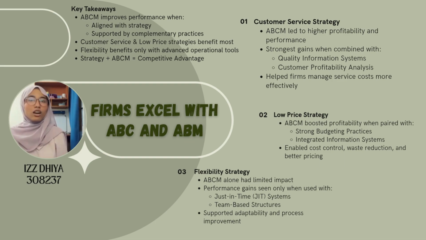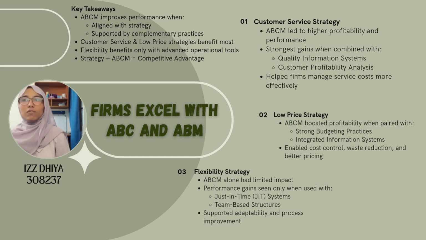This more accurate costing supports better pricing, budgeting, and strategic decision making. Well, activity-based management, or ABM, takes the data from ABC and uses it to improve business process and strategy. It helps managers ask critical questions. Which activities add value? Which ones waste resources? Which products or customers are profitable or not? ABM transforms raw data into actionable insight, helping organizations reduce costs, enhance efficiency, and align operations with broader goals.